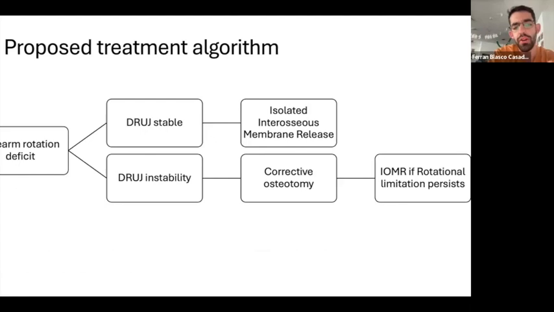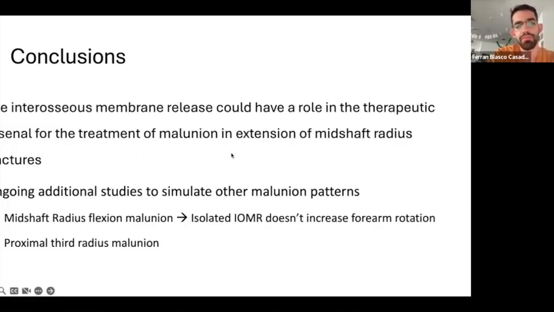For these malunited forearm fractures, we have to check the distal radioulnar joint. If this is stable, you can safely perform the isolated interosseous membrane release. If the distal radioulnar joint is unstable, you may go first for the corrective osteotomy, so the orientation of the distal radius and ulna is corrected, and then if the rotation is not enough, you may go for the interosseous membrane release. So in conclusion, the interosseous membrane release could have a role in the therapeutic arsenal for the treatment of malunion in extension of mid-shaft radius fractures.